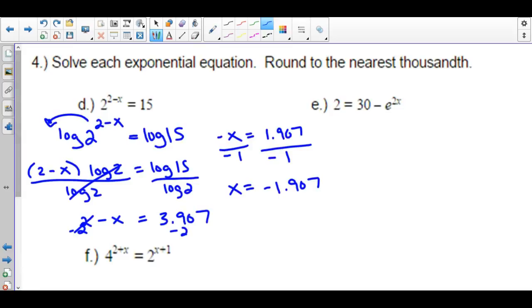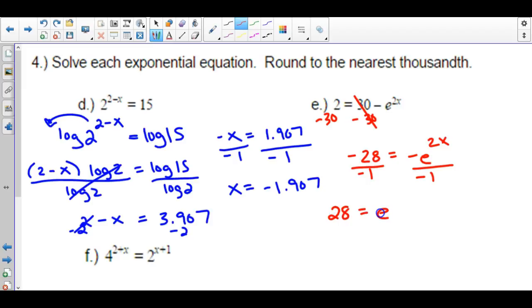Alright, let me go back up. The next one has e, and my inverse of that's going to be natural log, so I'll eventually use that. My first step is to subtract 30 on both sides to isolate that expression. 2 minus 30 is -28, and that's equal to -e to the 2x. Now, because my calculator cannot do negative natural logs or negative e's, what I'm going to do is divide both sides by -1. And that's going to turn this into a positive 28 equals e to the positive 2x.